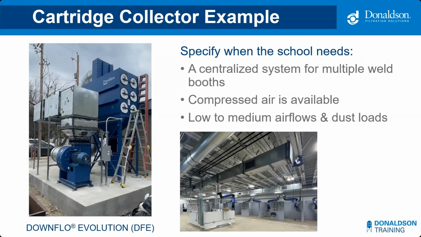In most school weld shops, the system is built around one cartridge collector serving multiple weld booths. At each booth, fume is typically captured using either an articulating extraction arm or a larger capture hood. A common example of this setup is a downflow evolution cartridge collector, which is most often installed outdoors, though indoor installation is also possible. For schools, airflow is usually in the 2000 to 7000 CFM range. This type of collector is typically the starting point for a system design, and if it doesn't meet the application needs, other options can be considered.